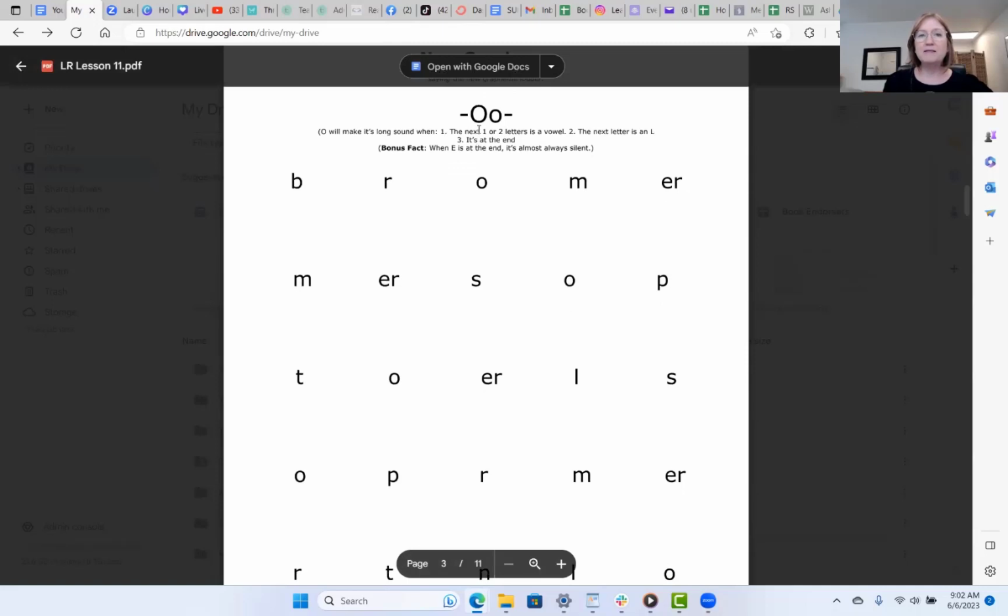So our new grapheme is O, and O will make its long sound when... So this is kind of important. O will make its long sound in one of 3 times, really 4, but we're going to talk about 3 today. The first time it's going to say O is if one of the next 2 letters is another vowel. We've already talked about the tap 2 rule. When you come to a vowel, tap the next 2 letters. If either one of them is another vowel, then the vowel that you are on will say its name or its long sound.